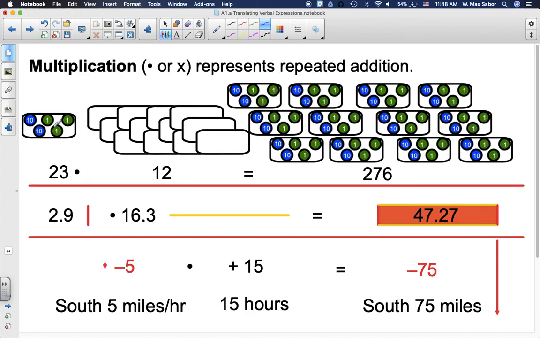Multiplication is the idea that we have a group of 23, and we have 12 groups. That's a total of 276. If we have a width and a height, you can multiply the width and the height together to find out how much space is inside the object, and that's repeatedly adding. We have 2.9 plus 2.9 plus 2.9, 16.3 times.